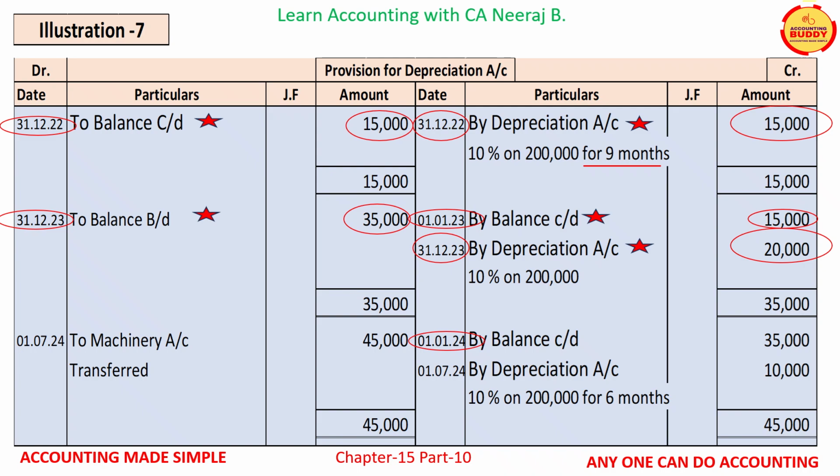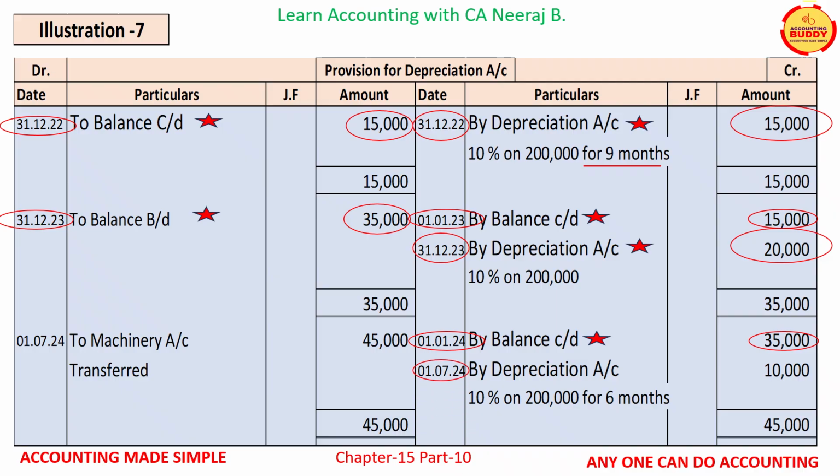On 1st of January 2024, the closing balance of accumulated depreciation for $35,000 as on 31st December 23 will become the opening balance for the financial year 2024 and is written on the credit side of the account by writing the words by balance carried down for $35,000.